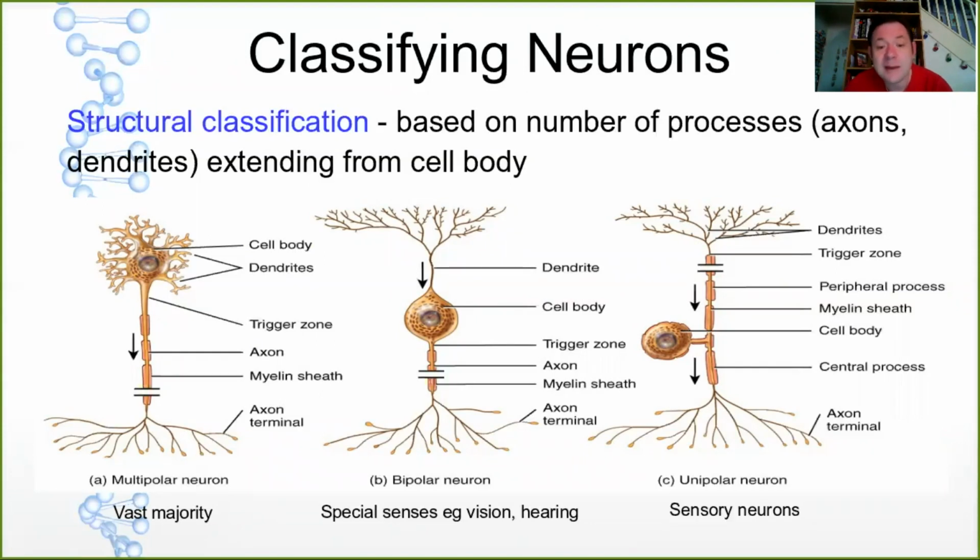But we also have bipolar neurons where the cell body is sort of in the middle. We have dendrites at one end, axons at the other, cell body roughly in the middle. These bipolar neurons are for special senses such as vision and hearing. Then we have unipolar neurons. These tend to be sensory neurons. So here the cell body sort of sticks out from the side of the neuron, again with the dendrites at one end and the axons at the other.